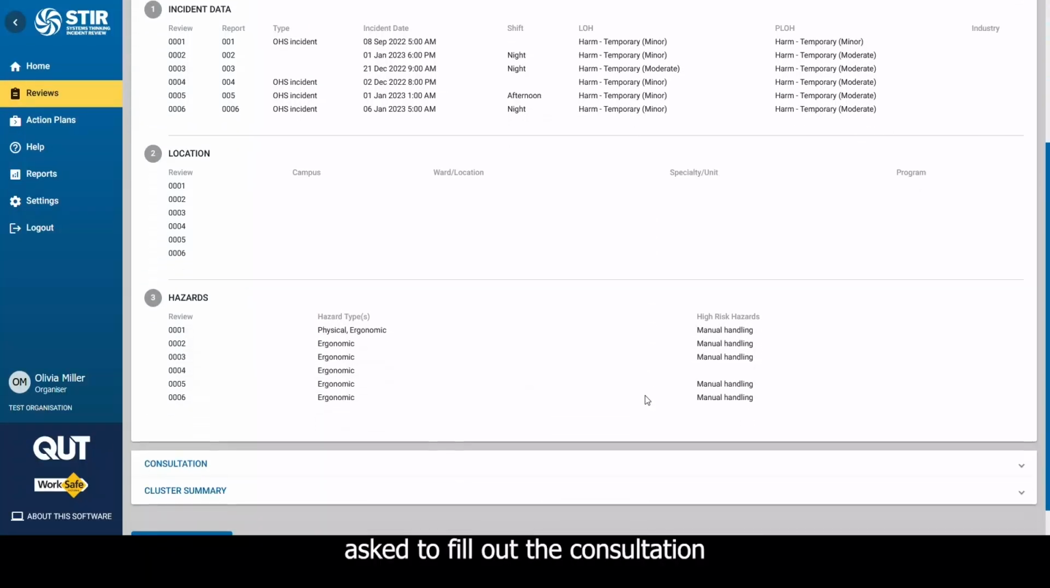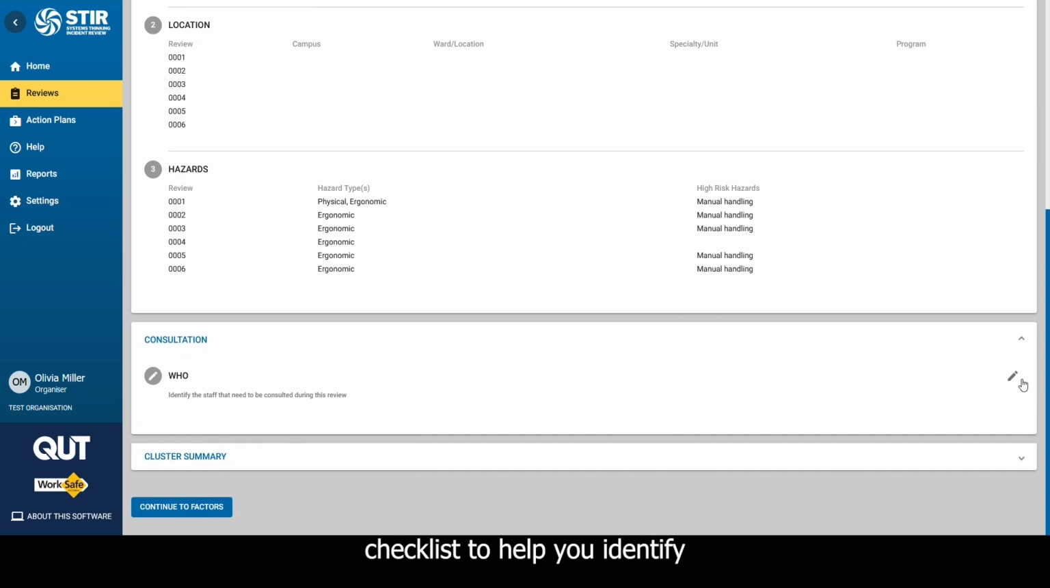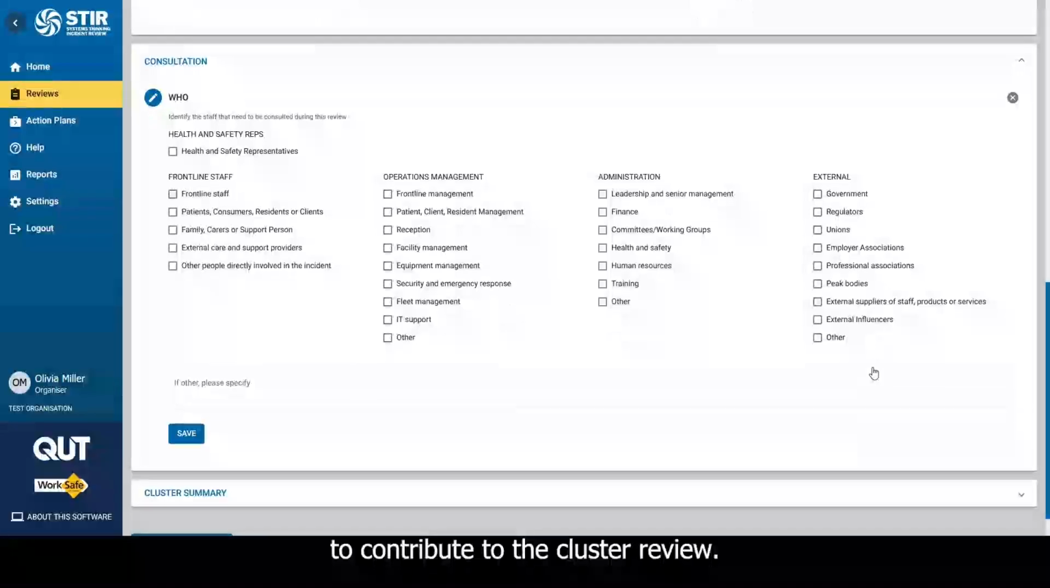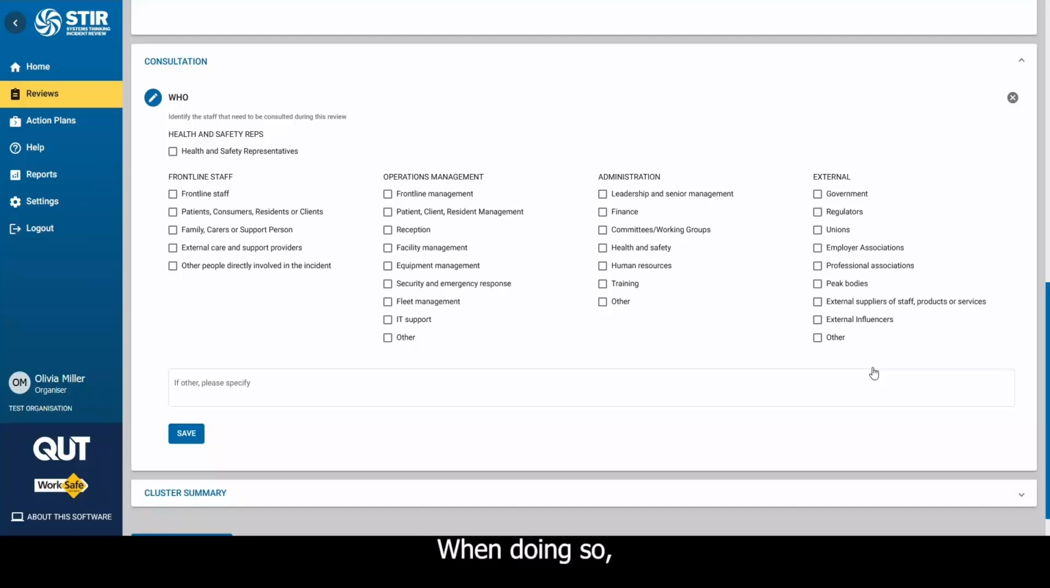First, you will be asked to fill out the consultation checklist to help you identify relevant stakeholders to contribute to the cluster review. When doing so, it is important to use a systems thinking approach and consider who may be important to consult beyond just those people who are directly involved in the incident. To help you consult effectively, the toolkit includes a consultation framework to guide you in identifying relevant stakeholders across the system, including health and safety representatives, frontline staff, operations management, administration, and external influencers.